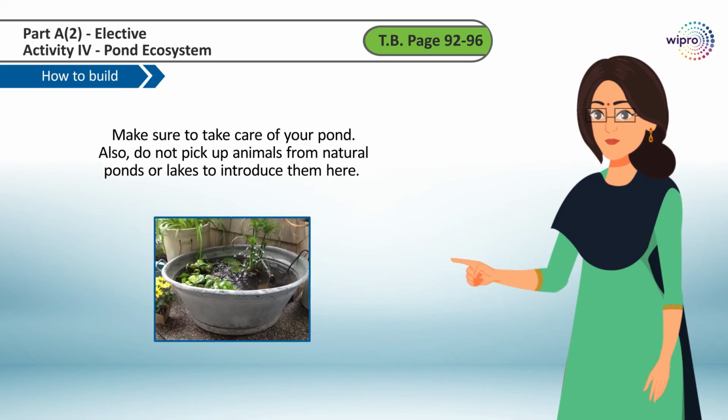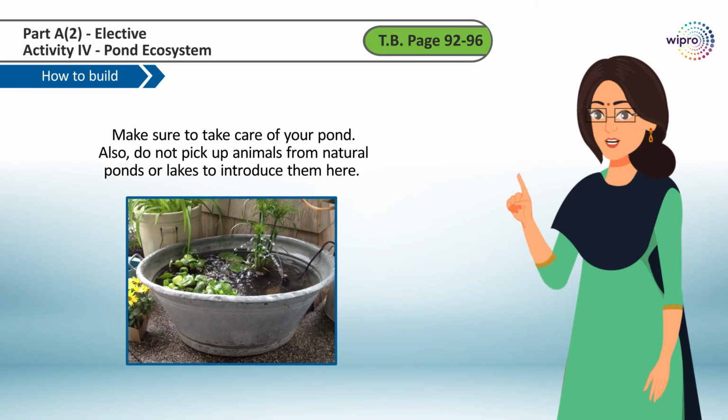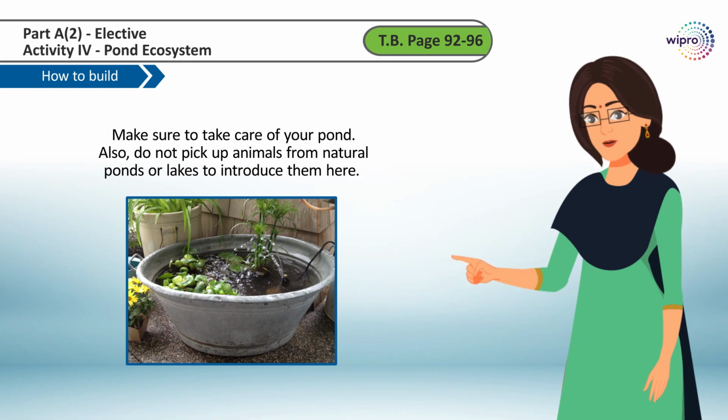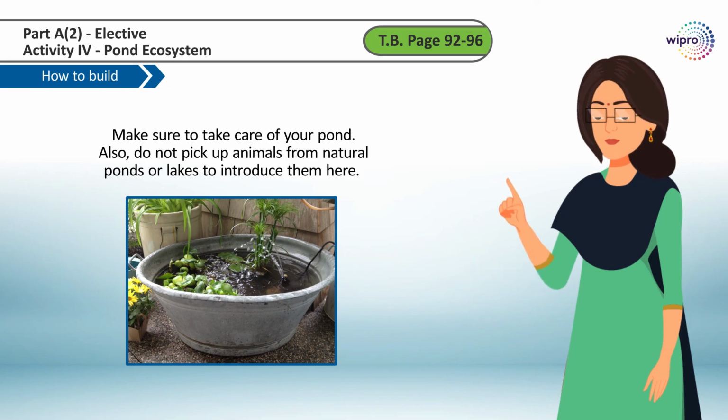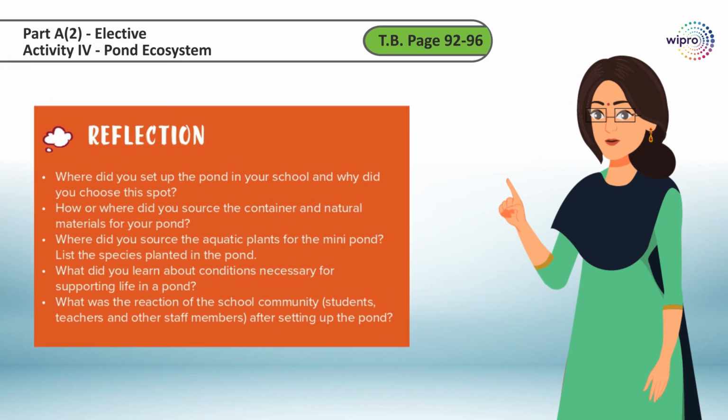Make sure to take care of your pond. Also, do not pick up animals from natural ponds or lakes to introduce them here. You can end this activity by writing reflections that cover the following points. Where did you set up the pond in your school and why did you choose this spot? How or where did you source the container and natural materials for your pond? Where did you source the aquatic plants for the mini pond? List the species planted in the pond.